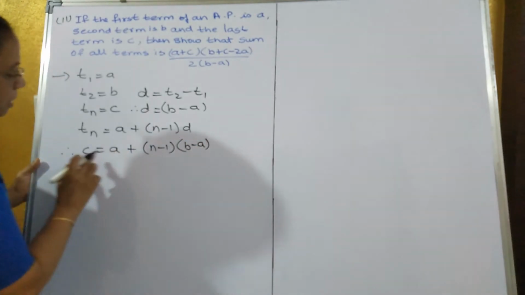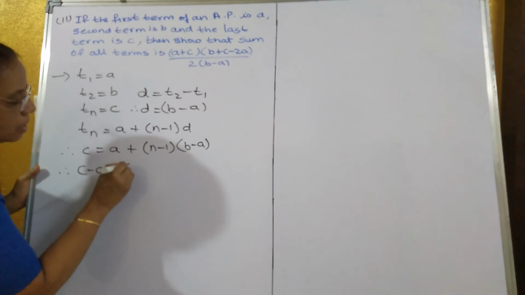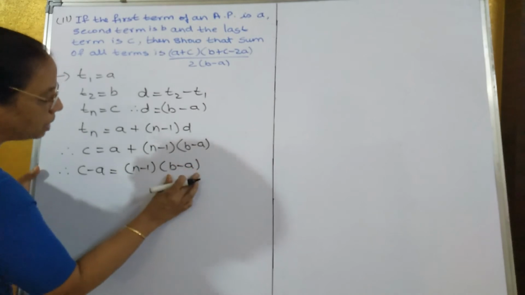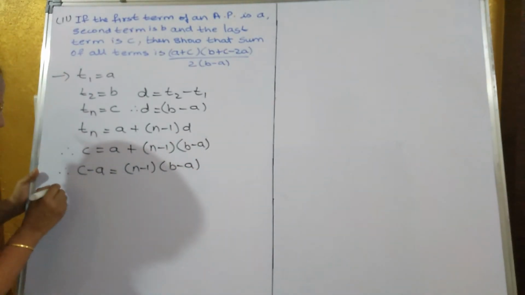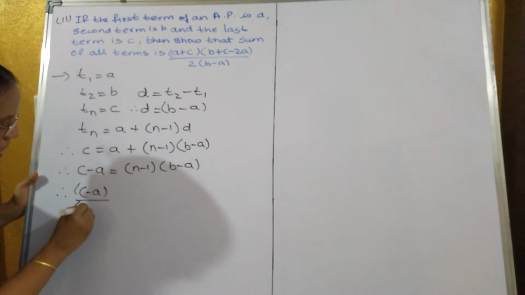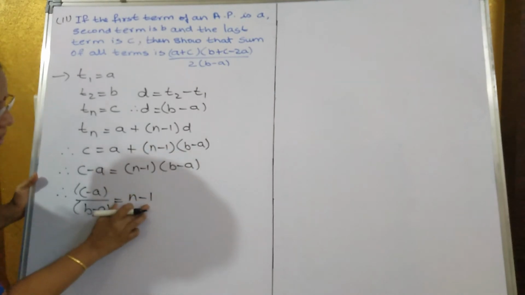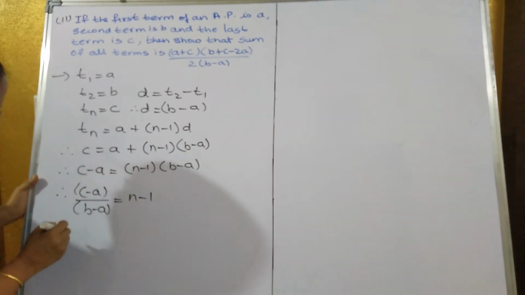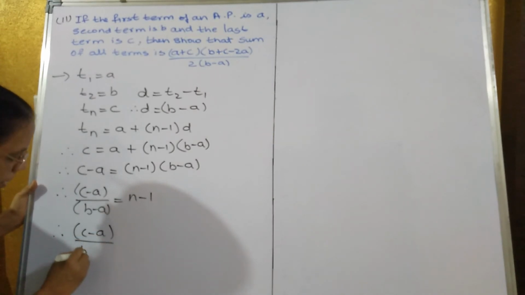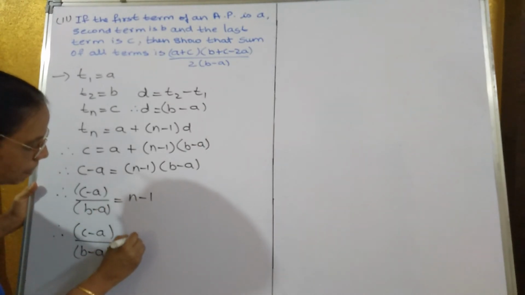Now bring this A on this side. So what you will get? C minus A is equal to n minus 1 into B minus A. Now bring this B minus A below C minus A. Therefore C minus A upon B minus A is equal to n minus 1. Now bring minus 1 on this side. So you will get C minus A upon B minus A plus 1 is equal to n.